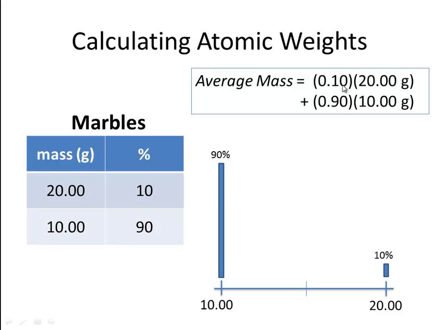So 10%, when you convert that to decimal form, is 0.10, 90% is 0.90, and so you can see, 0.1 of 20 is going to be 2 grams, and 0.9 of 10 grams is 9 grams. 9 grams plus 2 grams equals 11 grams, and we get the exact same value as we did calculating the average the old-fashioned way, a few slides ago. Okay, so this I want you to remember. This is the way that we calculate average mass in the context of atomic mass.